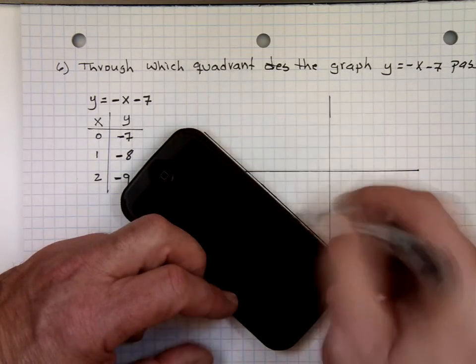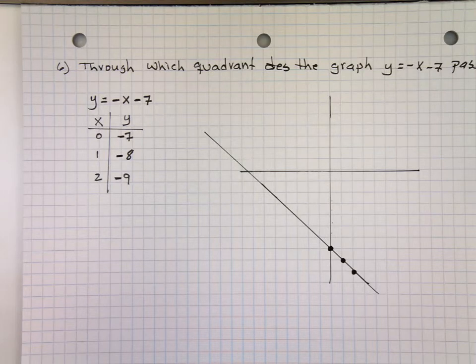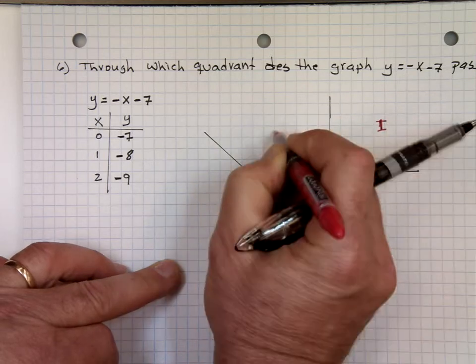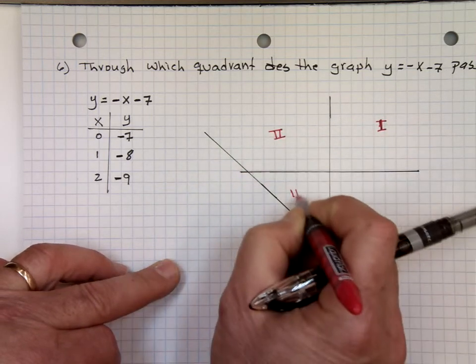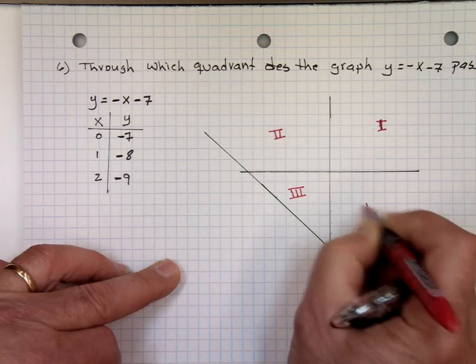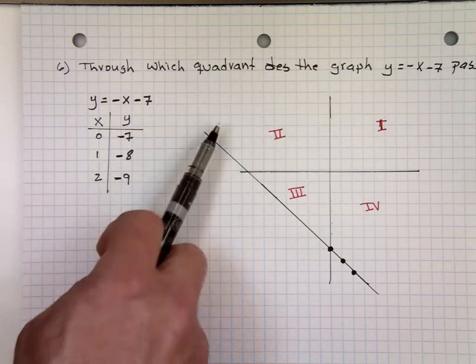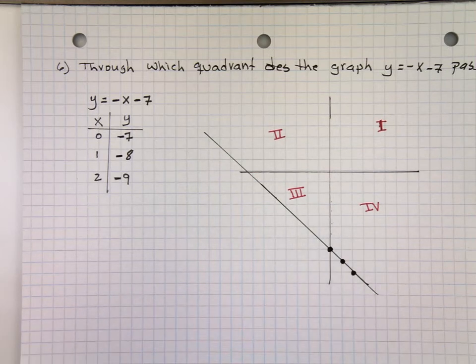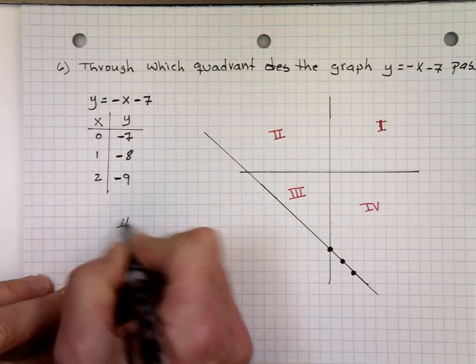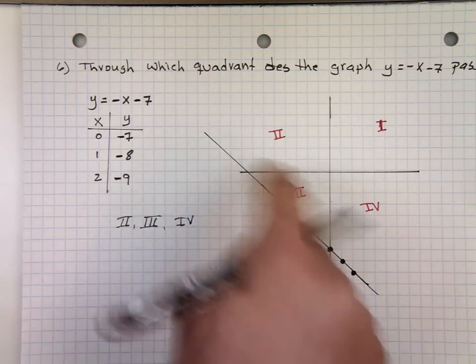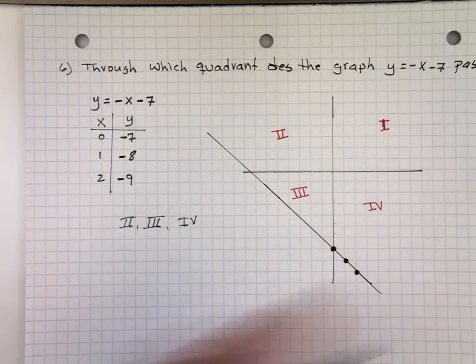because it doesn't stop. Which quadrant? Remember, this is quadrant 1. This is quadrant 2. This is quadrant 3. This is quadrant 4. So through which quadrants does the graph pass? How about 2, 3, and 4? 2, 3, and 4. One, two, three. It goes through this, this, and that. You can see the line.